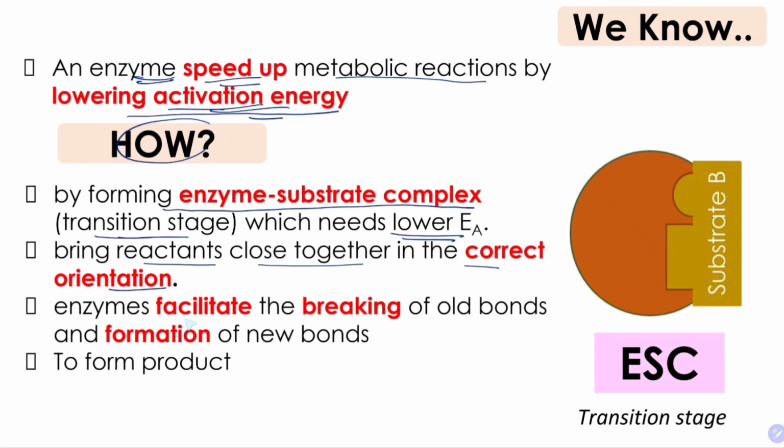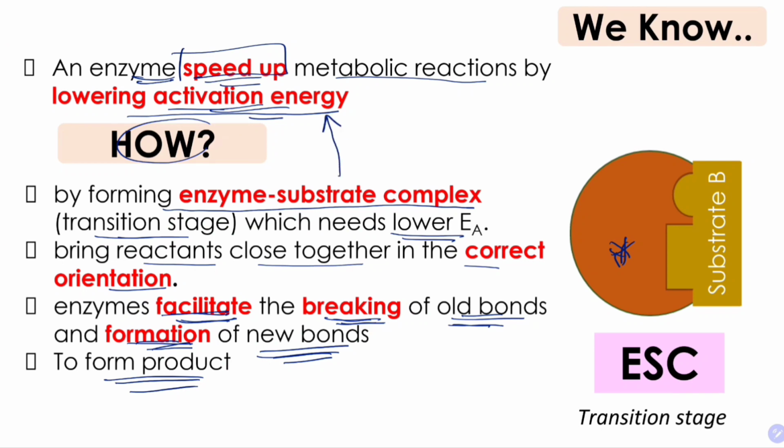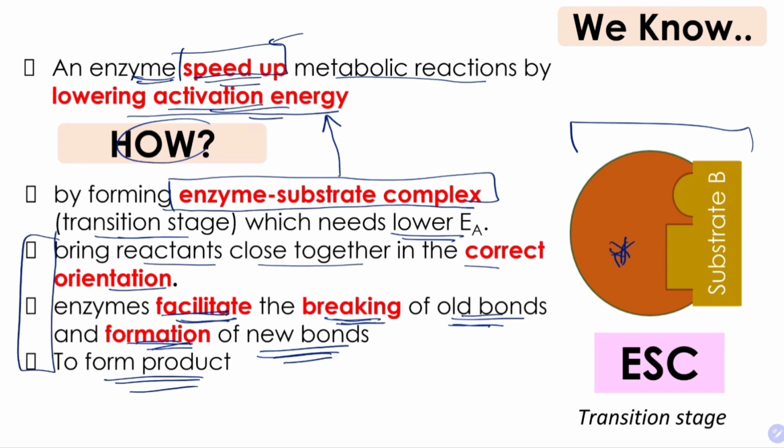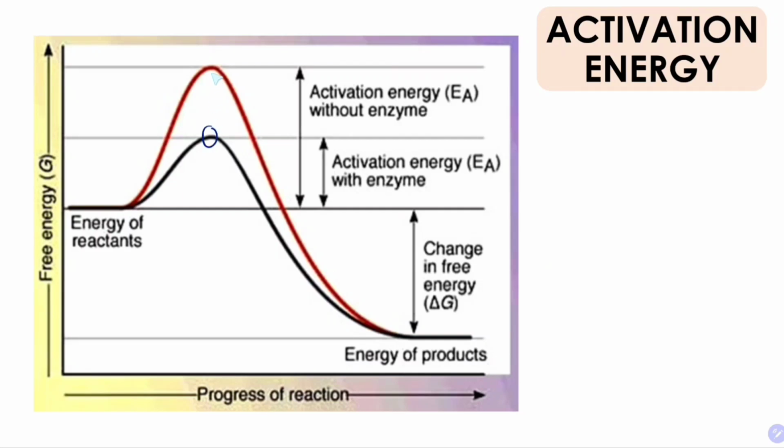Next, the enzyme will facilitate breaking of old bonds and formation of new bonds, which then leads to formation of products. This is what causes the lowering of the activation energy that will result in the speeding up of the chemical reaction. All of this is because of the formation of the enzyme substrate complex. This complex is very important to cause these three things to happen. Here is the transition stage when there is formation of the enzyme substrate complex.